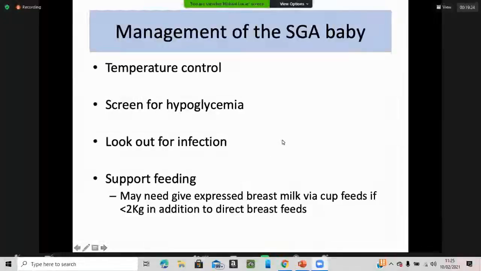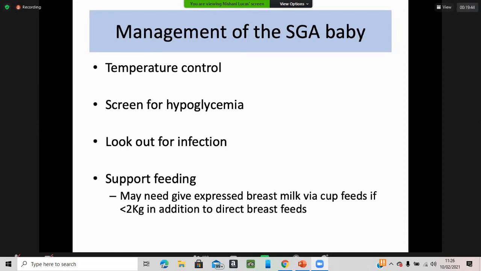So when we are managing a growth restricted baby, we need to look at temperature control, screen for hypoglycemia, look out for infection, right? Support feeding. So we may need to give expressed breast milk via cup feeds.